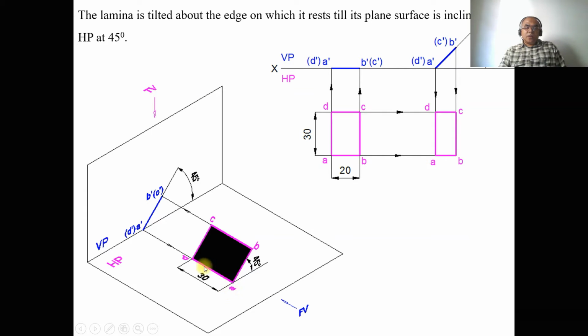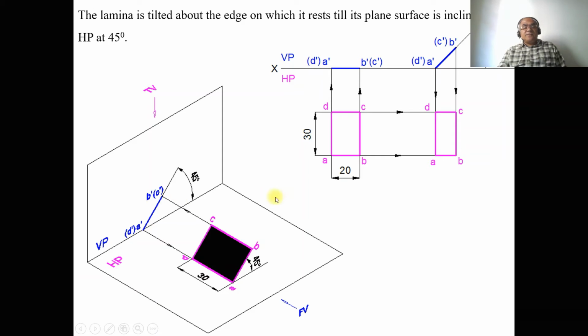Whether it rests on AD or BC, both are perpendicular to VP. Since both are perpendicular to VP, obviously that is going to be a point in the vertical plane. So in order to have clarity in the views, we have kept AD on the horizontal plane and rotated BC, so that we have kept BC above HP by an angle of 45 degrees.